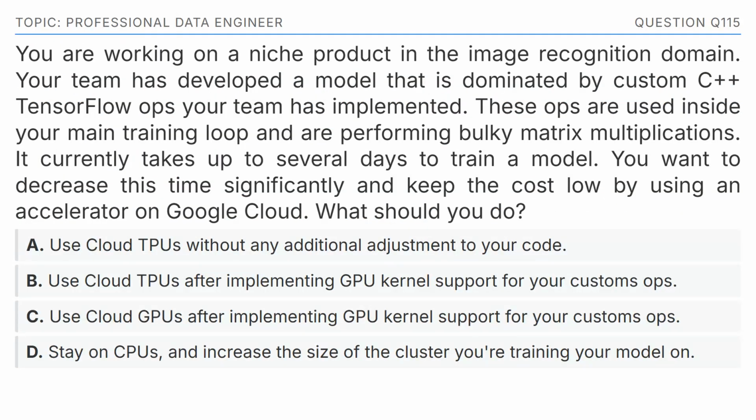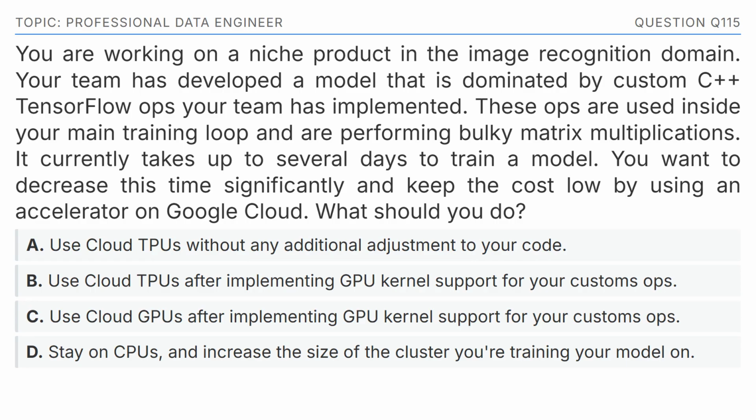You are working on a niche product in the image recognition domain. Your team has developed a model that is dominated by custom C++ TensorFlow ops your team has implemented. These ops are used inside your main training loop and are performing bulky matrix multiplications. It currently takes up to several days to train a model. You want to decrease this time significantly and keep the cost low by using an accelerator on Google Cloud.